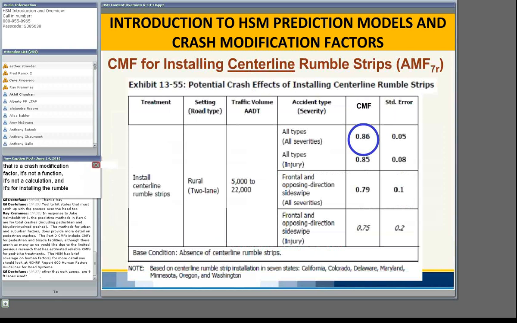But IHSDM supports, I have this confused. It should be IHSDM supports Part C and Safety Analyst supports Part D. So make that mental note in your head. But both of those software tools that support HSM have training courses to go along with them.